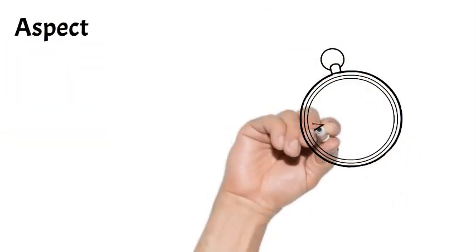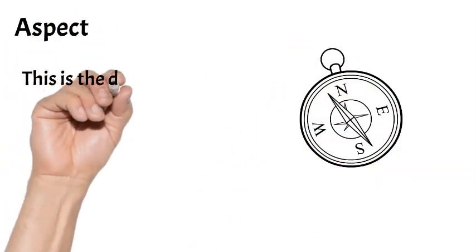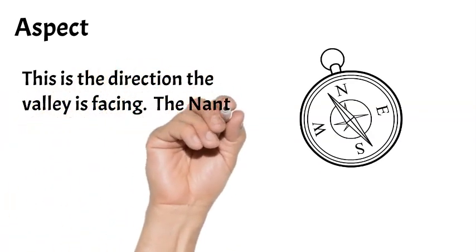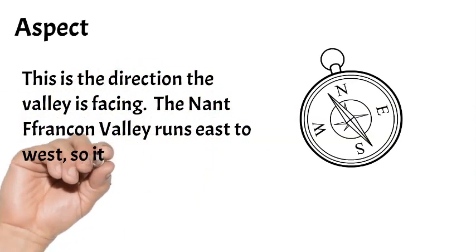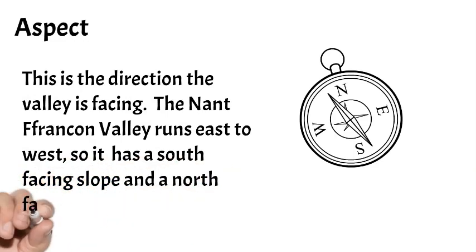Aspect. This is the direction that the valley is facing. The Nant Ffrancon Valley runs east to west, so it has a south-facing slope and a north-facing slope.